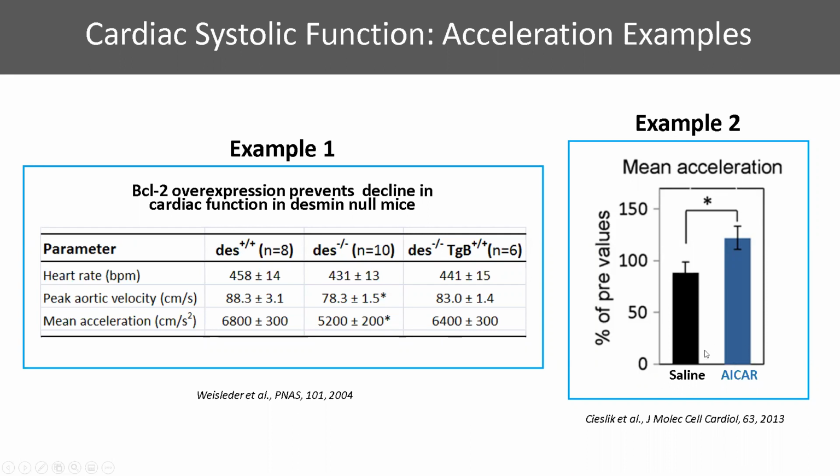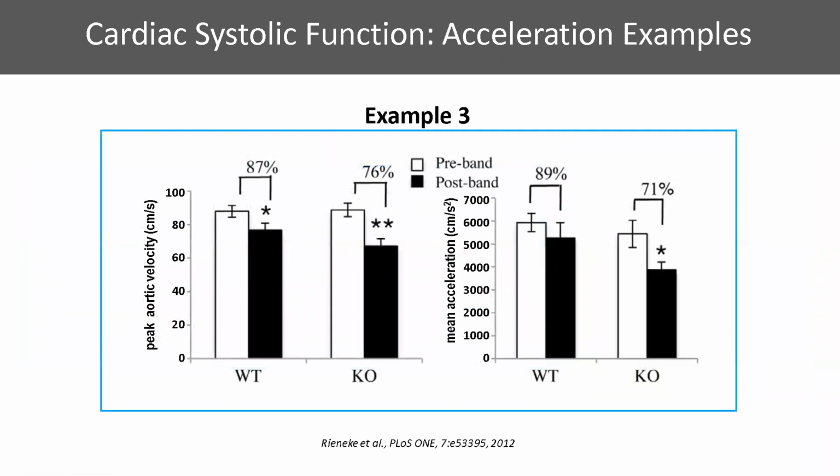This is again another example. This is our group having done this with the ICAR. They also showed that the mean acceleration is improved with the ICAR injections. And moving on, this is another study that also showed that you can use peak aortic velocity or mean acceleration to determine cardiac systolic function.